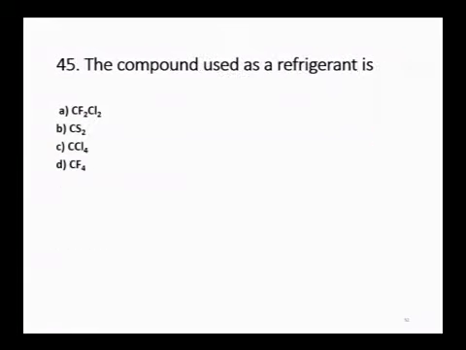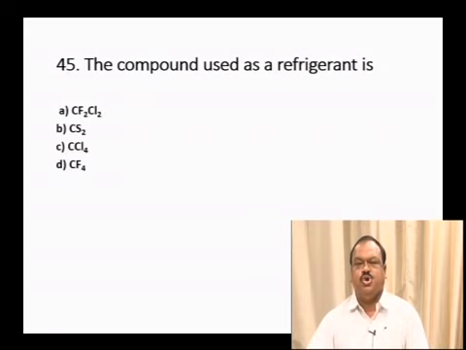Next, the compounds used as refrigerants. As you know, generally the compounds used in refrigerators are chlorofluorocarbons, that is CF2Cl2. It is also called dichlorodifluoromethane. Among the options: carbon disulfide, tetrachloromethane, tetrafluoromethane. So among the four options, chlorofluorocarbons is A. The suitable answer is A, chlorofluorocarbons.